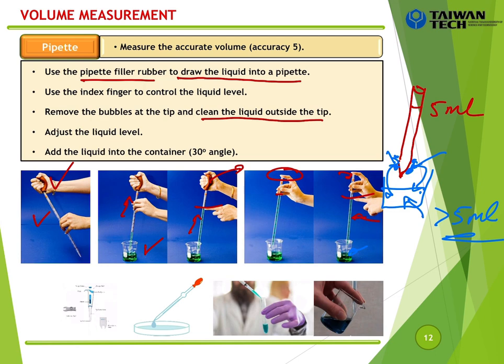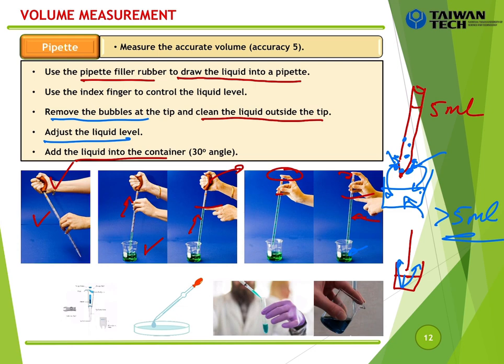And the second one, you should make sure that no bubble is inside, because if you have a bubble here, it means that the volume of your solution is also not 5 milliliter, it is less than 5 milliliter. Okay, and you try to adjust the liquid level when you use the pipette. Okay, and then when you add the liquid into another container, you should not hold it at 90 degrees to the container like this, because if you do it like this, the liquid goes down and can move back up like this, and it's dangerous, and also maybe you lose some chemical.